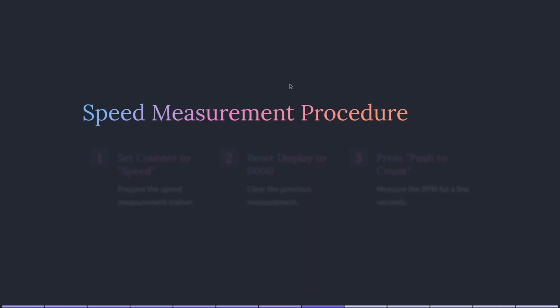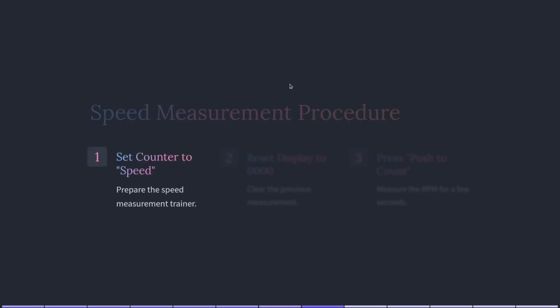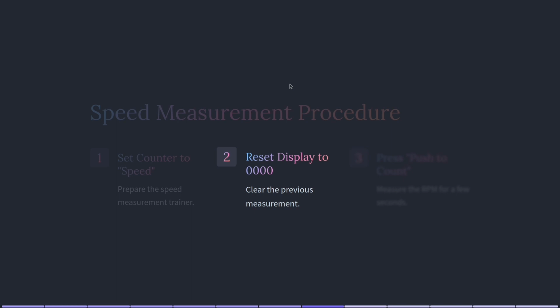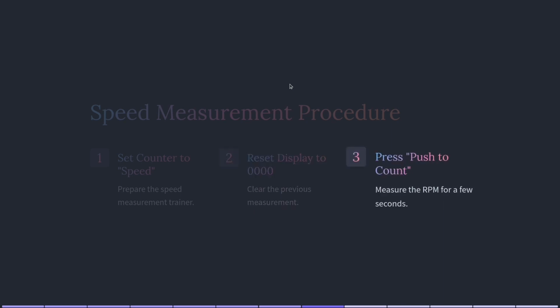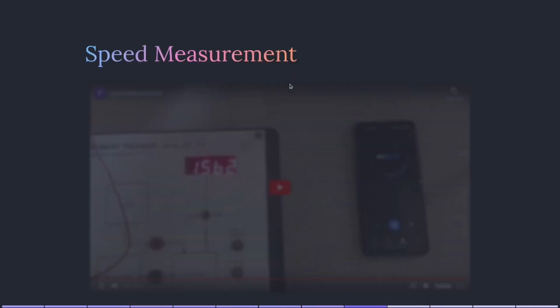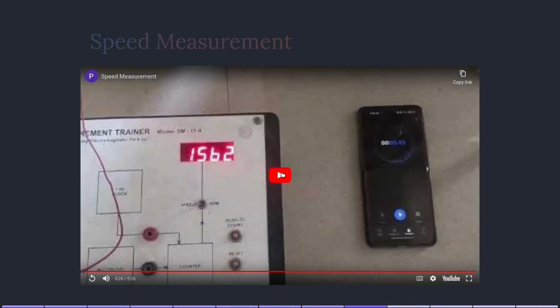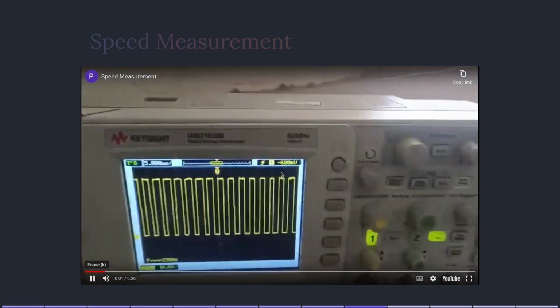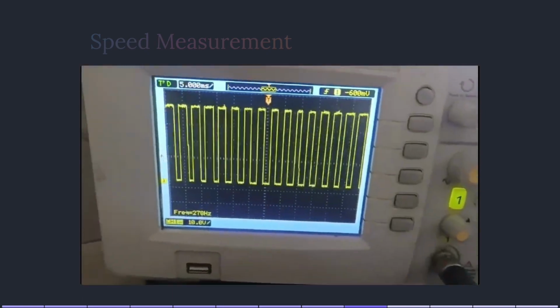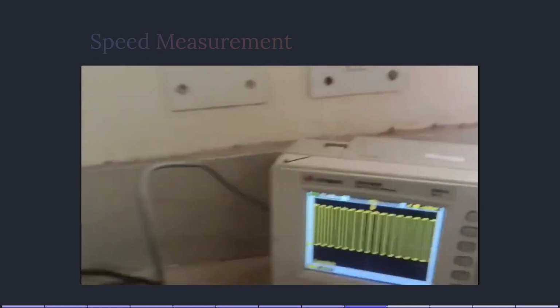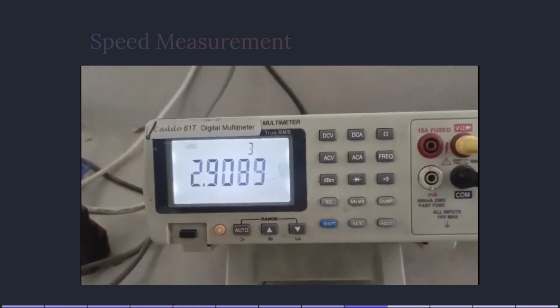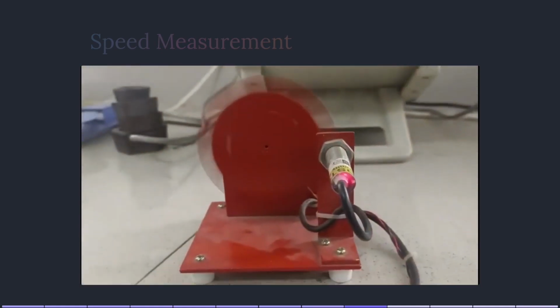To check the accuracy of this process, we calculate the speed to get some measure of accuracy. To do that, we first set the counter of the trainer kit to speed. We set the display to 0 to clear the previous measurement, and we press push to count to measure the total number of revolutions. Here is this process for speed measurement. The motor is rotating with some RPM at 2.9 motor voltage.